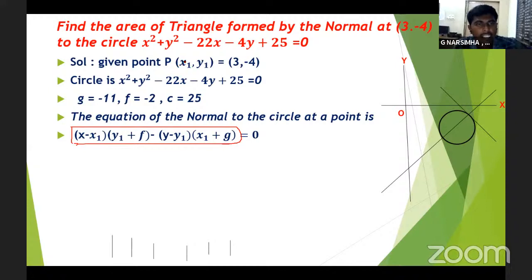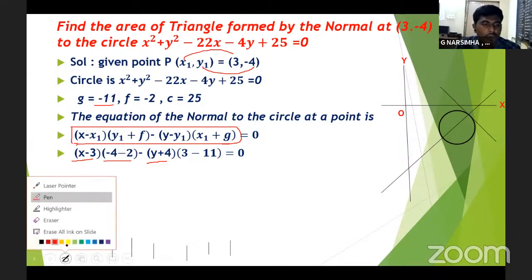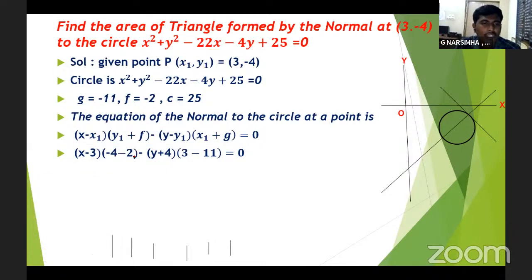Substitute x1 as 3, y1 as minus 4. Okay, x minus x1, that is x minus 3, into y1 plus f, that is minus 4 plus minus 2, minus y minus y1, where y1 is minus 4, that is y plus 4, into x1 plus g, here x1 is 3, g is minus 11, therefore 3 minus 11, equals 0. Okay, here minus 4 minus 2, that is minus 6 into x minus 3.